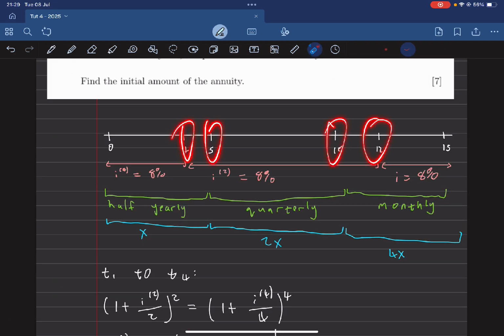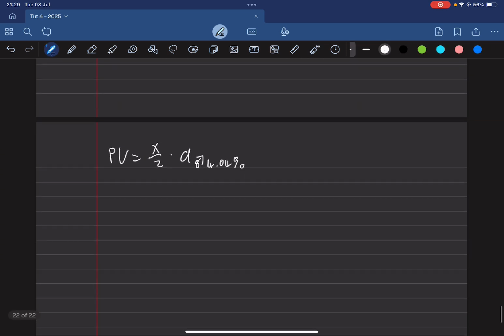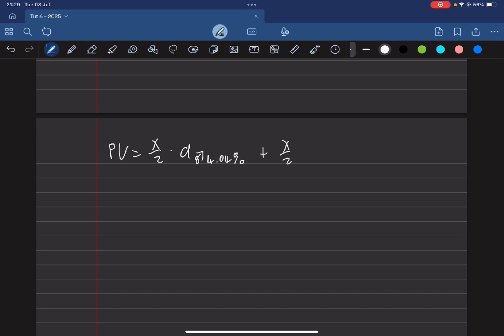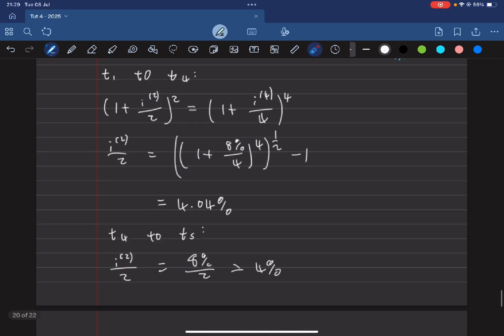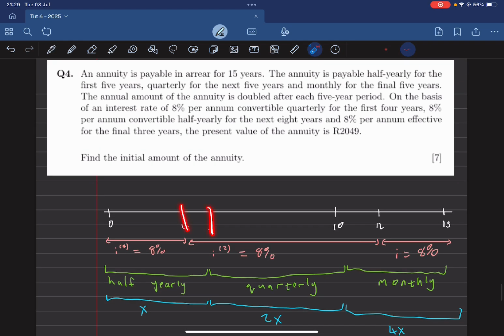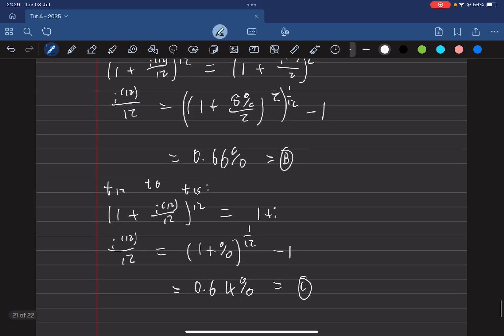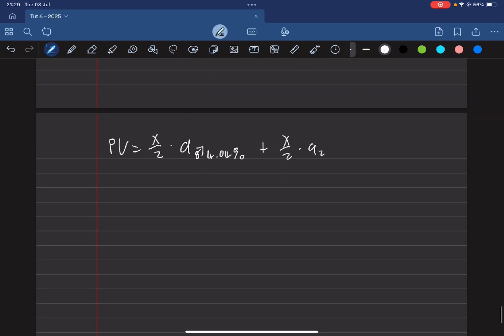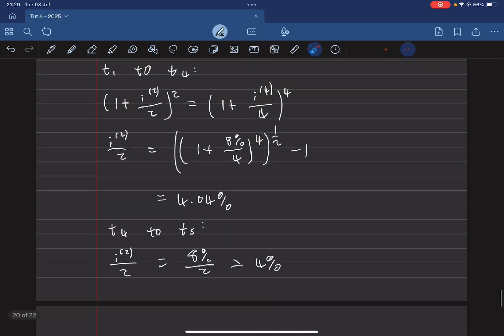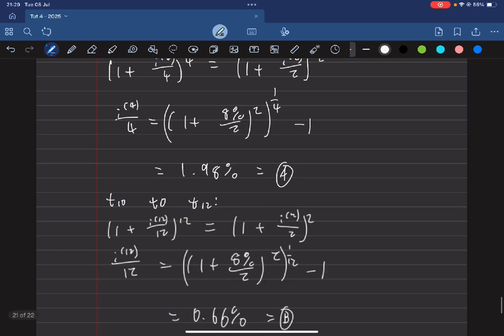Cool. Now let's do our second. These are kind of like your critical points, where you break up everything. So now we're going to do from time 4 to 5. So again, it's going to be x over 2. So plus x over 2 times an annuity. And it's only 1 year, so that means we'll have 2 half-year periods. So in our annuity, we'll have 2 periods. And it's going to be at our interest rate from time 4 to 5, which we worked out was 4%.